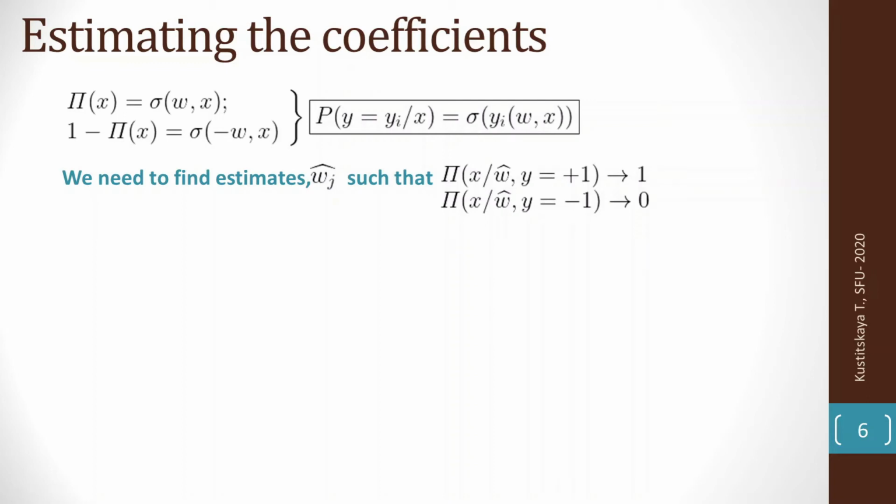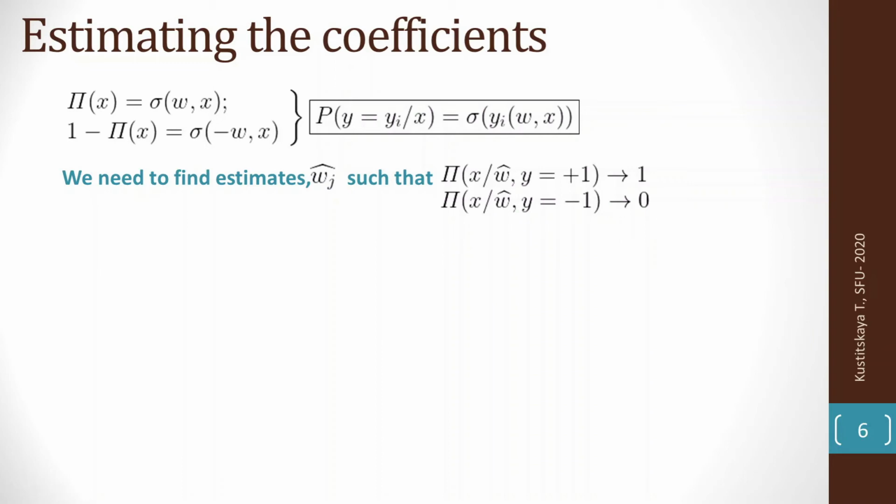Finally, we go to the problem of estimating the parameters of the classifier. The idea is that we need to find estimates wj such that for positive objects, the probability of belonging to the positive class tends to 1, and for negative objects, the probability of belonging to the positive class tends to 0.